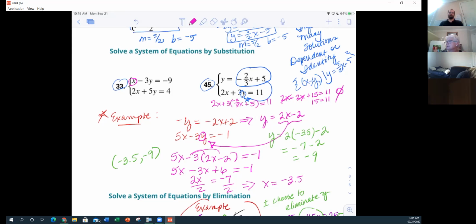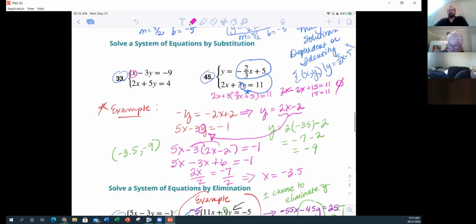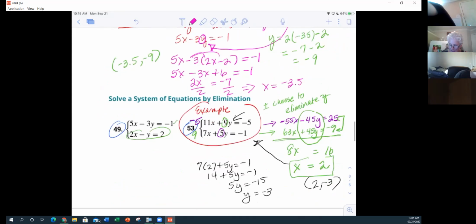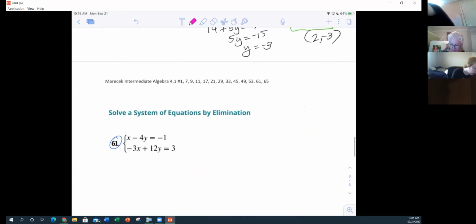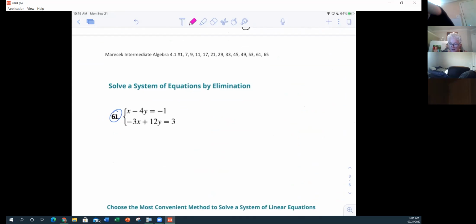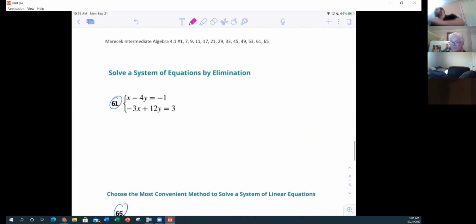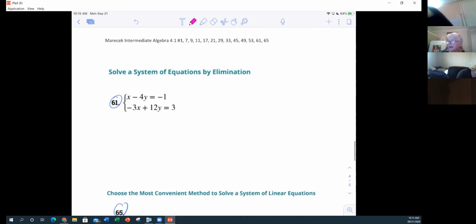And what kind of lines would that be if you were graphing them? What kind of lines have no intersection? Oh, parallel. Yeah, right, exactly. Good. And then solving by elimination. So again, we're not going to have time to do all of these, but did anyone do 61, or any group do 61?